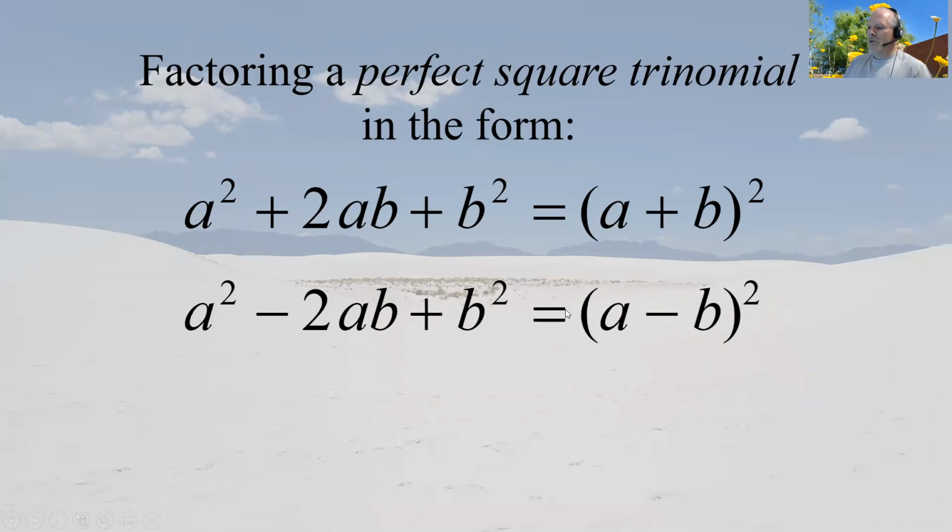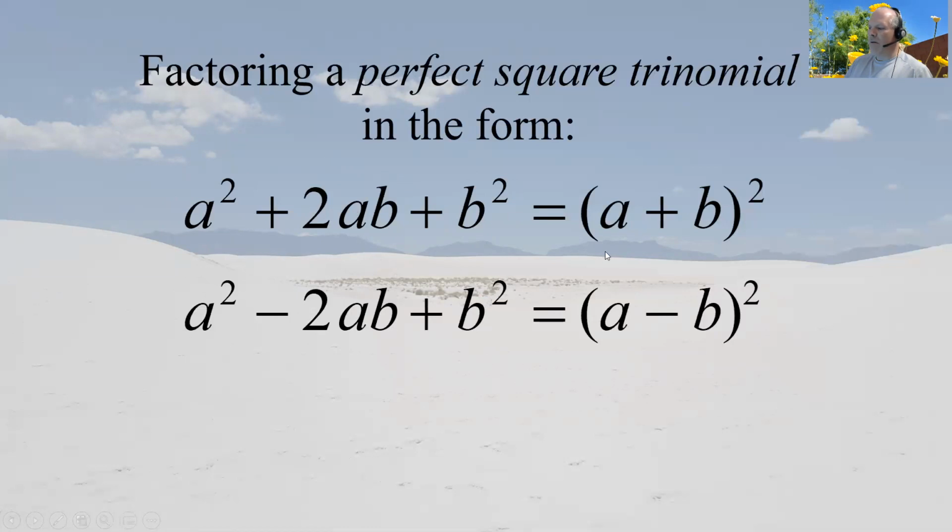So what you do is you notice if the first term is a perfect square and the last term must be a perfect square. If they are, then you take the square root of the first term and the square root of the second term and multiply them together. So in this case, the square root of the first term would be a. The square root of the last term would be b. Multiply them together, you get ab. Then double that. That would be 2ab. If that equals the middle term, then it's a perfect square trinomial.